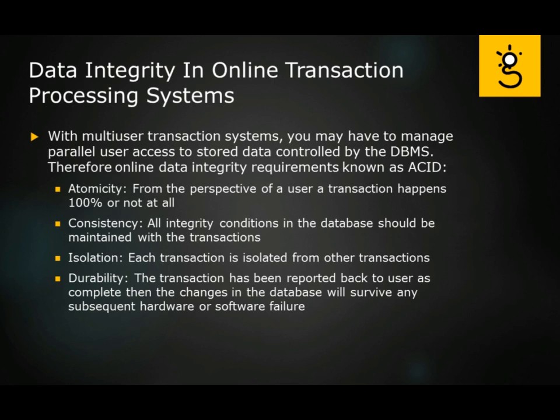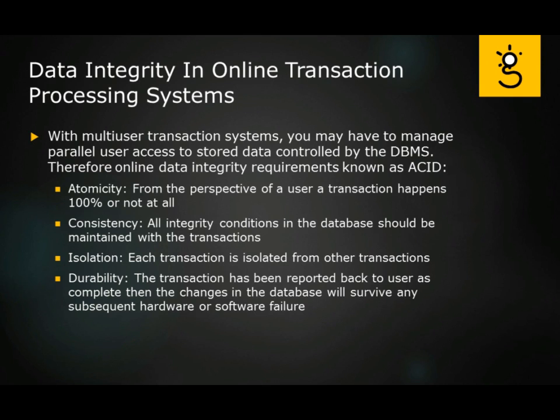The C in ACID is for consistency. That means all integrity conditions in the database should be maintained within those transactions. Isolation is the I of ACID. Each transaction should be isolated from others. That's important because if I'm ordering a book and some other customer is ordering books, I don't want those transactions to be crossed and I end up paying for the other person's books, or the other person gets the books I paid for.